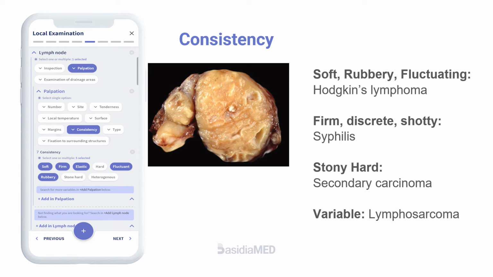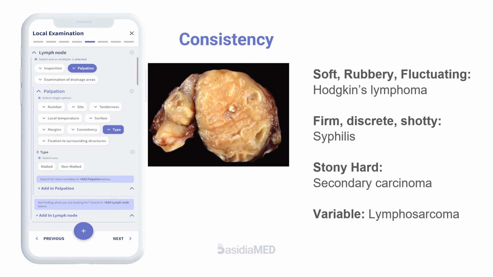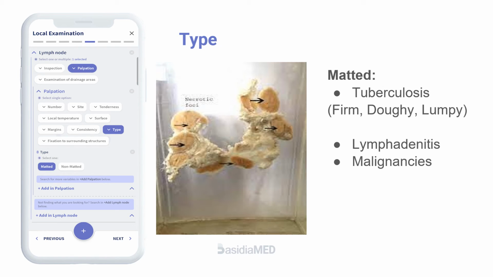Firm, discrete, and shotty lymph nodes are seen in syphilis. Stony hard lymph nodes are seen in secondary carcinoma. Variable consistency, which is soft, firm, and hard in places, depending on the rate of the growth, is seen in lymphosarcoma. Matted lymph nodes result due to periadenitis surrounding the lymph nodes.